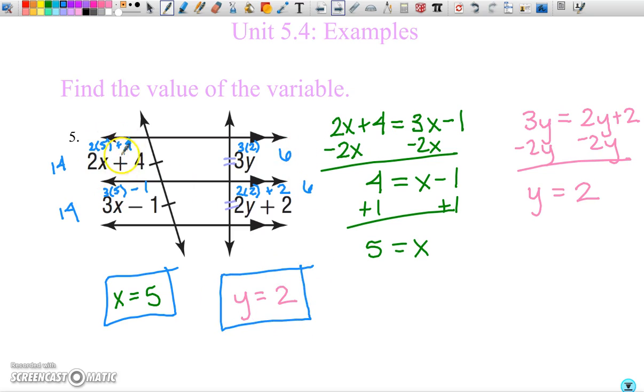So notice how over here, these 2 are not congruent to one another. It's within the same line, within the same transversal, that those segments are congruent.